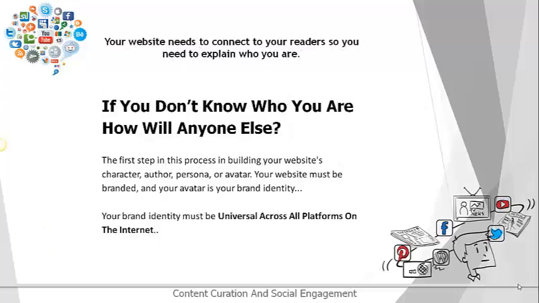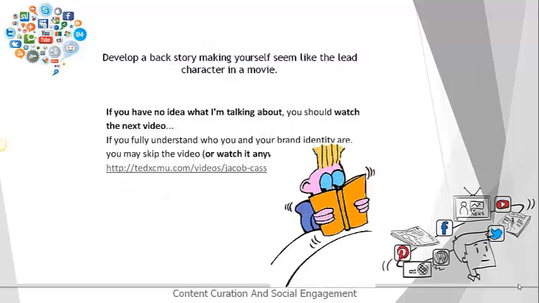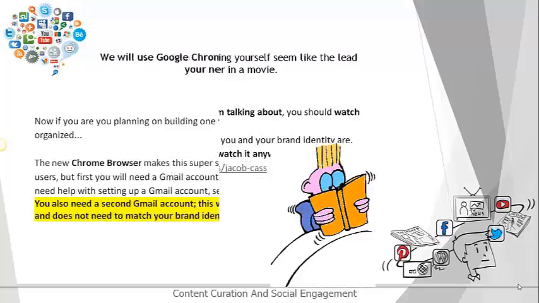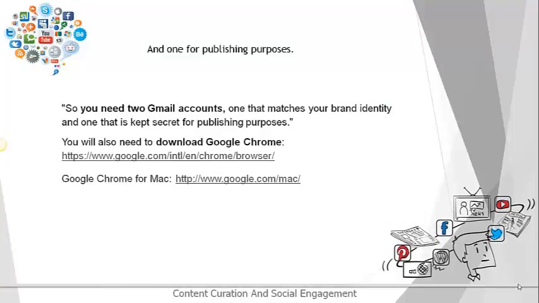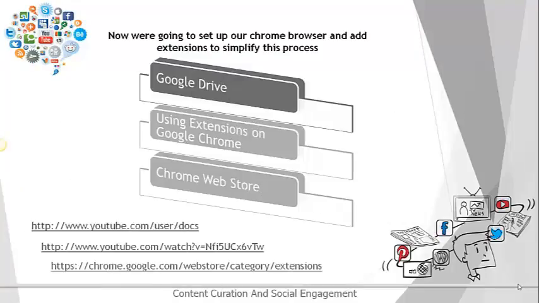Your website needs to connect to your readers, so you need to explain who you are. Develop a backstory, making yourself seem like a lead character in a movie. We will use Google Chrome to create a user's account for your new character and one for publishing purposes. Now we're going to set up your Chrome browser and add extensions to simplify the process.